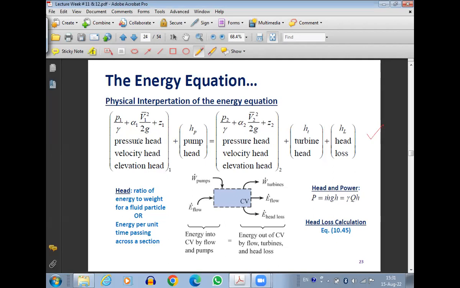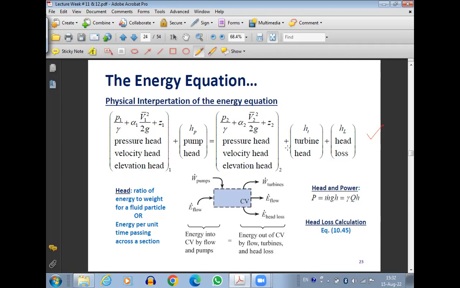So at any point, the idea is that the overall energy in the fluid system remains the same at all points within the fluid system. At point one, the piezometric pressure head plus the dynamic or kinetic pressure head, plus any pump head added into the system, equals the piezometric pressure head and the dynamic head, plus any turbine head if it is there in the system, plus the head losses.